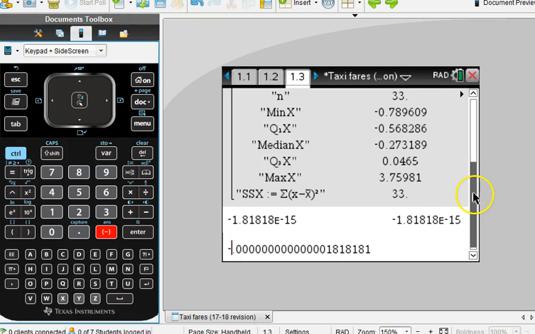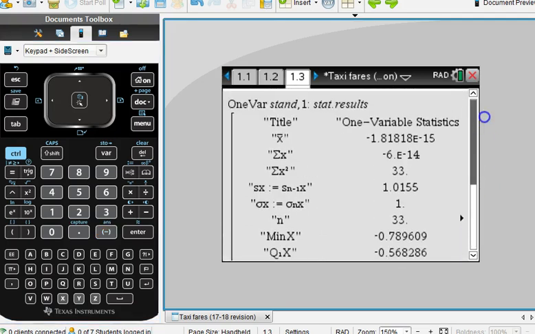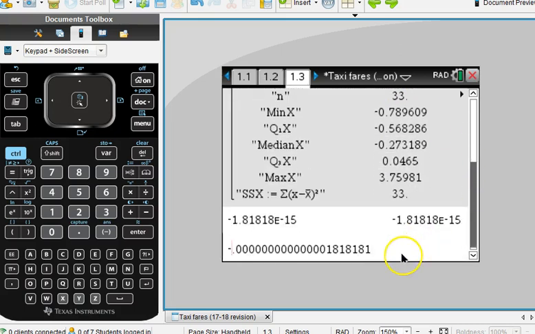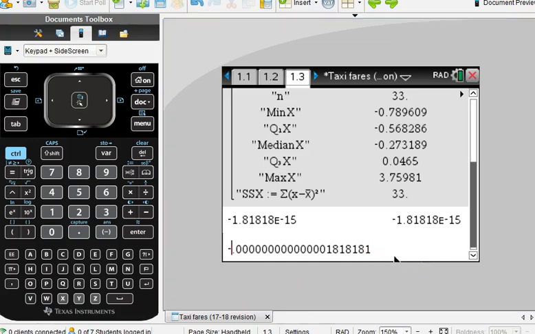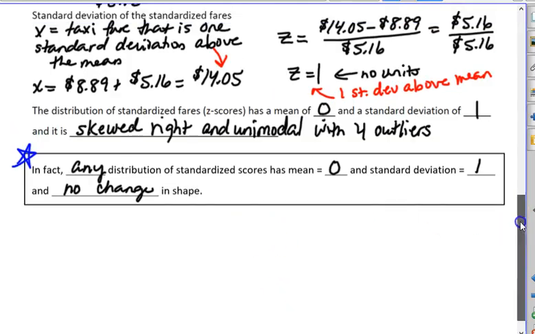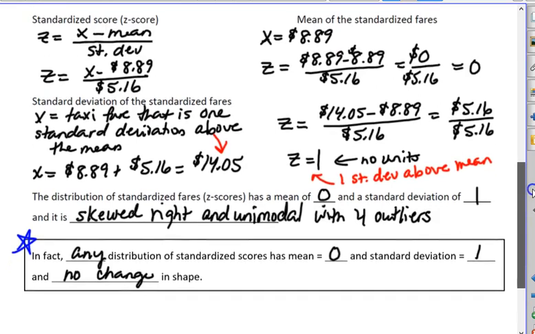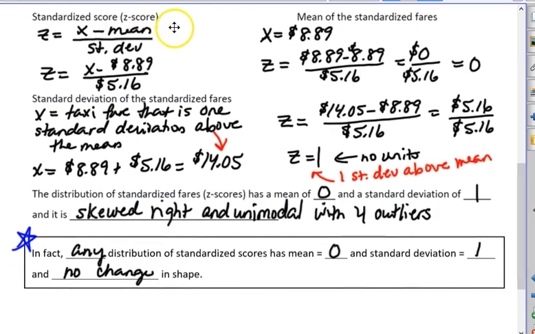So basically your calculator has computed that the mean of all the standardized scores is 0 and the standard deviation is 1. And the shape of it is unchanged. So this does work, and this is going to lead us into a really important result with a very important model that we're going to be talking about later in Chapter 2.